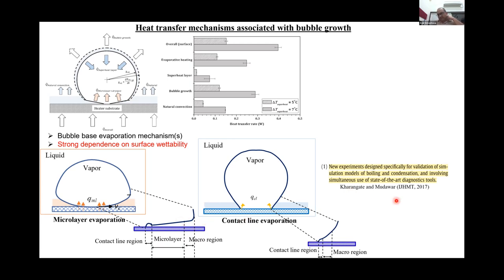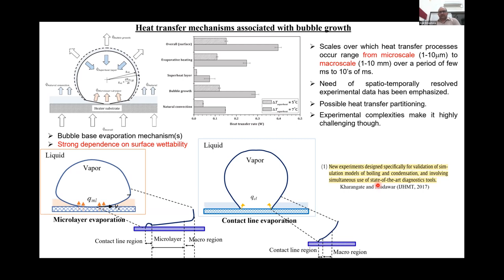Now, in one of the recent works by Mudawar, they have highlighted in their paper the need for new experiments and designs specifically for validation of simulation models of boiling, using some of the state-of-the-art diagnostic tools. So we are all aware of the need for such advanced measurement techniques. Our group is working towards the development of such optical diagnostic techniques, which can image or quantify the processes taking place over various scales, from micro scale to macro scale. And we need spatio-temporally resolved experimental data. Experimental complexities are huge, which in turn make it a highly challenging job.